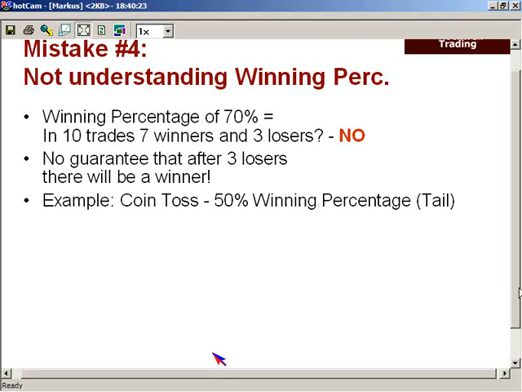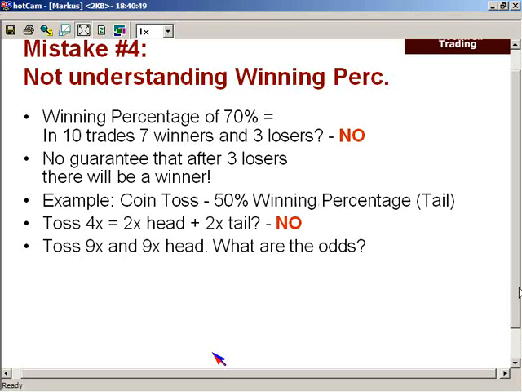So let me just give you a very brief example here. You know the classical coin toss example. Well, what do you have when you do a coin toss? You have a 50% winning percentage that tail comes up, right? Head or tail, and you know, it's very rare that a coin stands on the edge. So either you have head or you have tail. So if you toss 4 times and you have a 50% winning percentage in this very easy system, does it mean that you'll get twice head and twice tail?